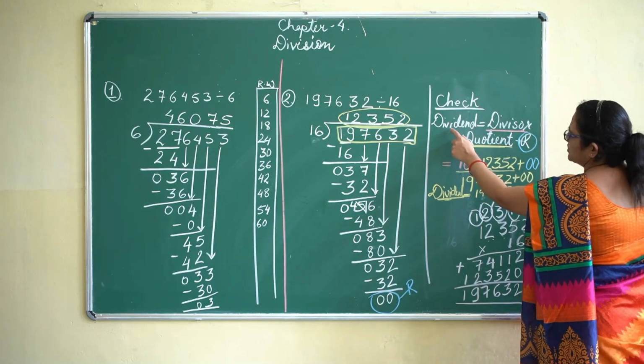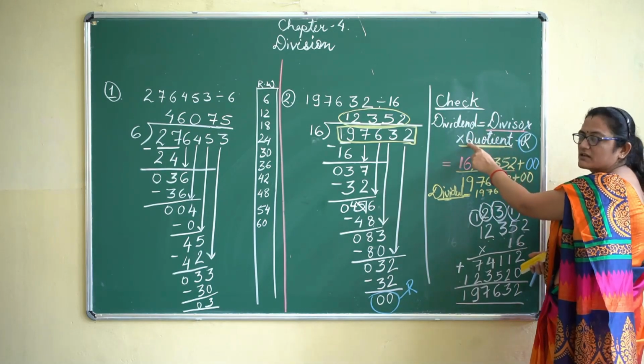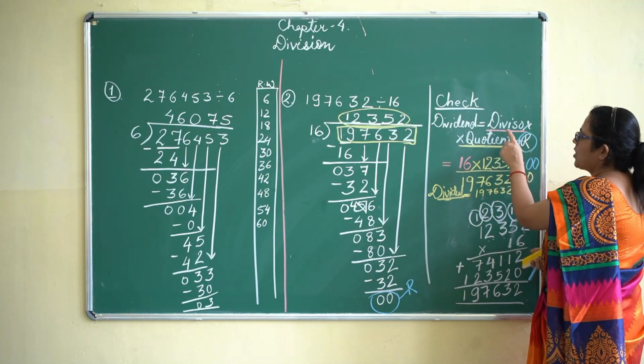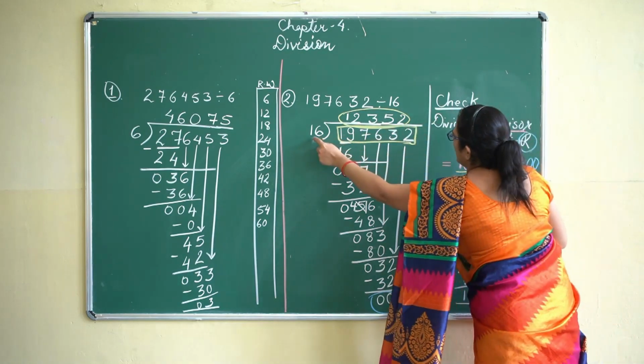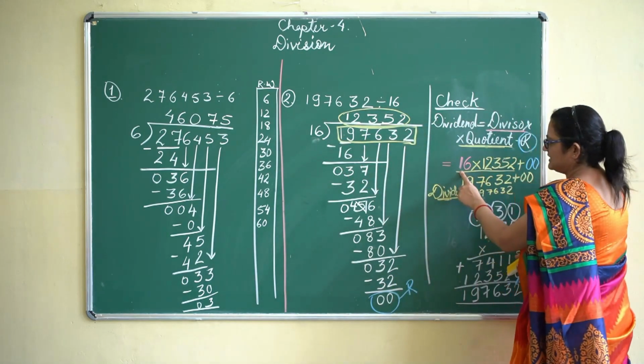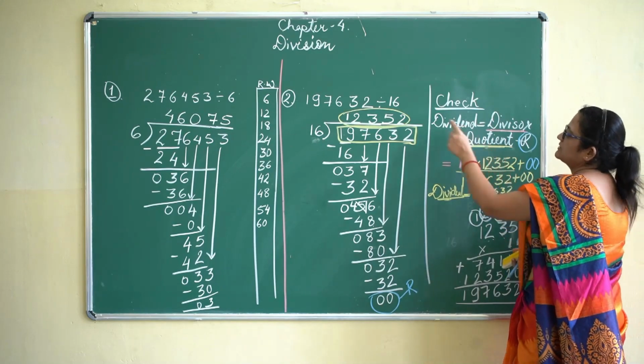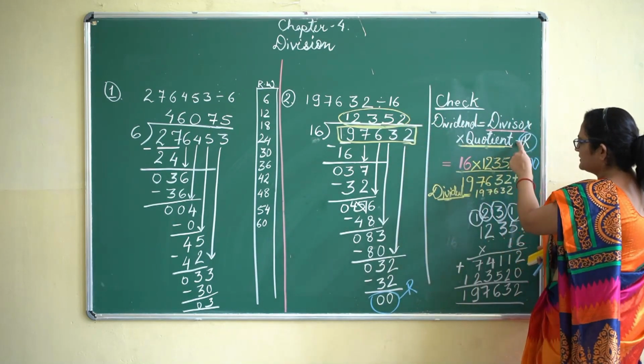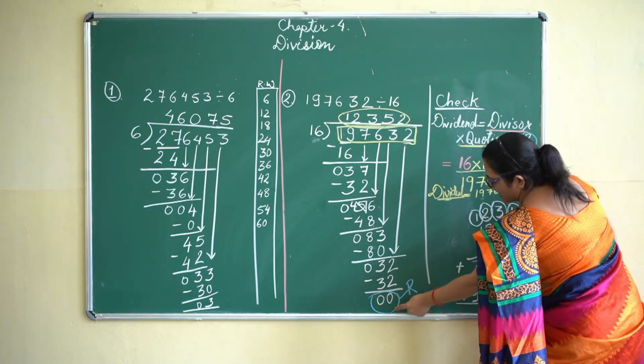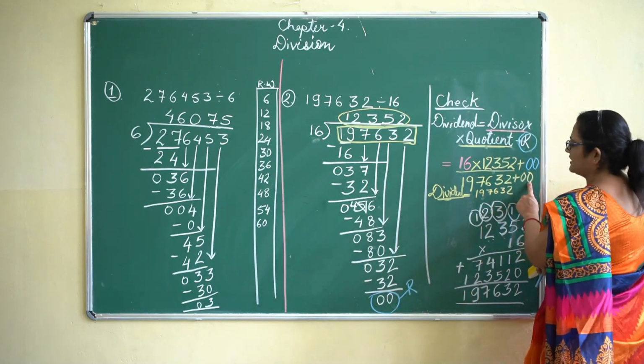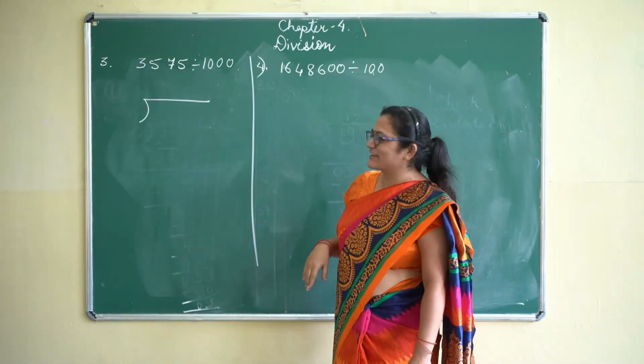Again, check: dividend is equal to divisor into quotient plus remainder. What is the divisor? The number by which we are dividing, that is 16. Multiply by the quotient, the answer. Then add the remainder. Remainder means what we get at the last, that is 0. Now next question.